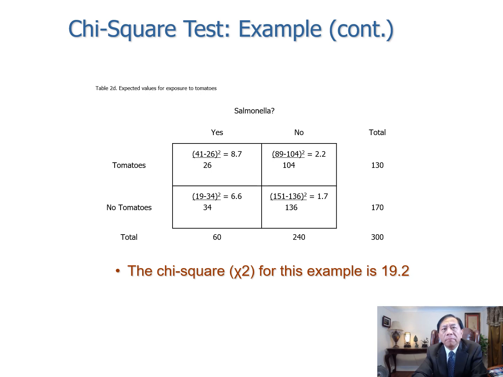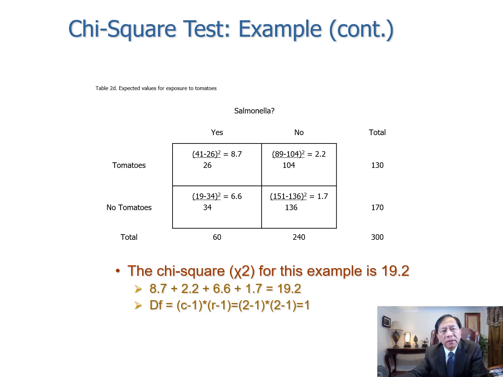That's 19.2. That's chi-square. Okay. That's 8.7 plus 2.2 plus 6.6 plus 1.7, which gives you a total of 19.2. That's the chi-square statistic for this test.